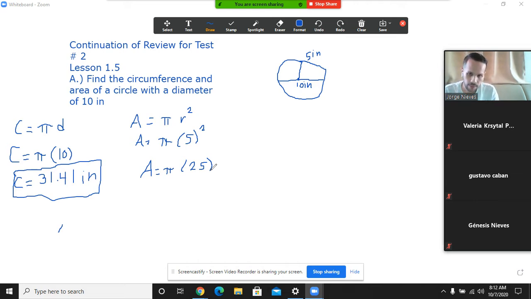¿Alguien tiene por ahí? Estamos repasando para el examen, mi gente. Su examen. ¿Cuánto es eso? ¿Cuánto es pi times 25? Vamos.